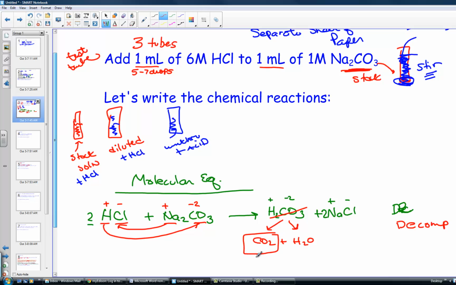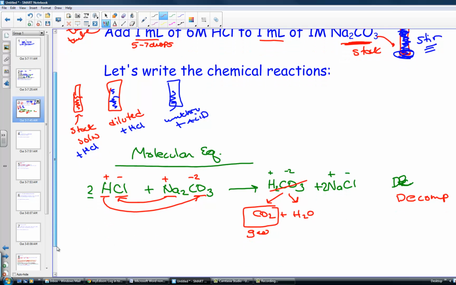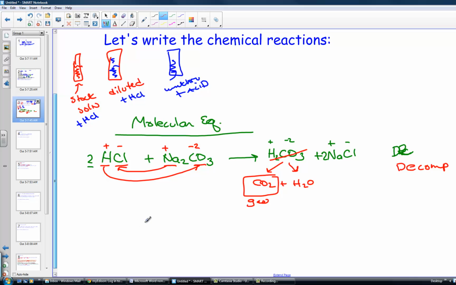See this right here? You will definitely see bubbling occur if carbonate is present. Carbonated beverages, they bubble, don't they? Here is the driving force of this double replacement reaction. So the presence of carbonate can be detected by bubbles of CO2 being released.